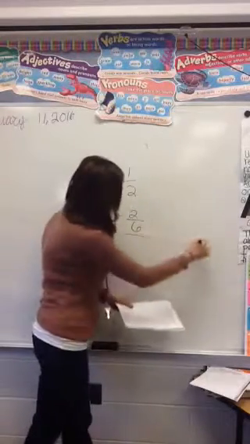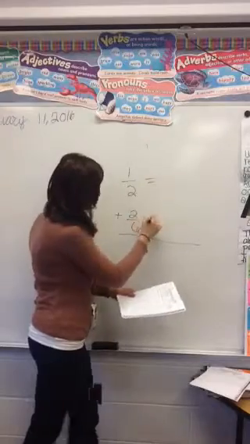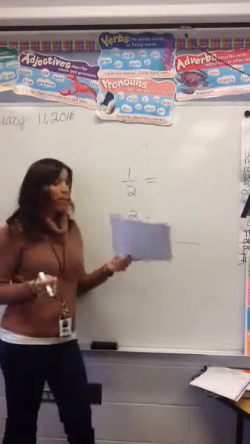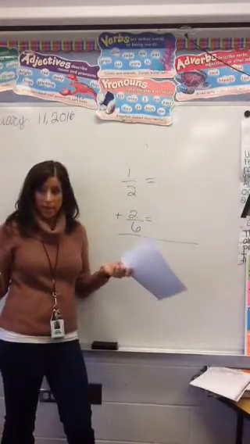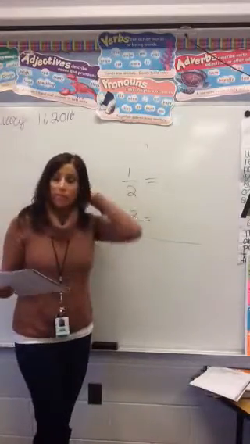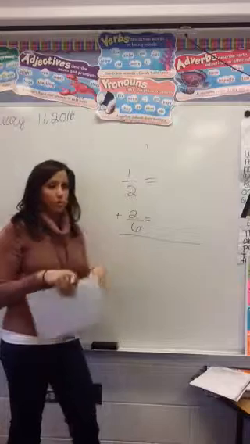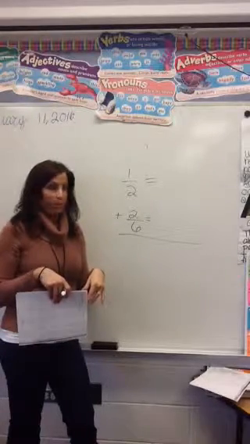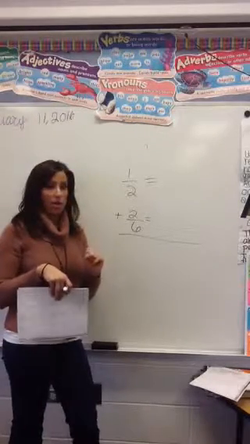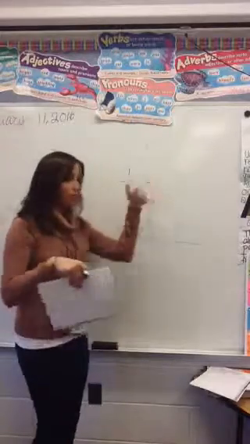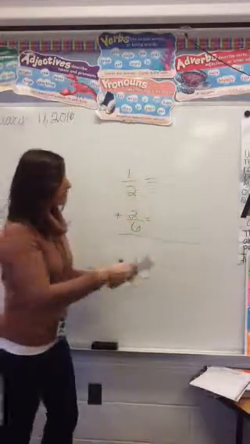Okay, so here's one. If you were adding 1/2 plus 2/6, you would first do step 1, find the lowest common denominator. What would be the lowest common denominator between 2 and 6? There's one even smaller. 6. Because 2, 4, 6, and then 6.